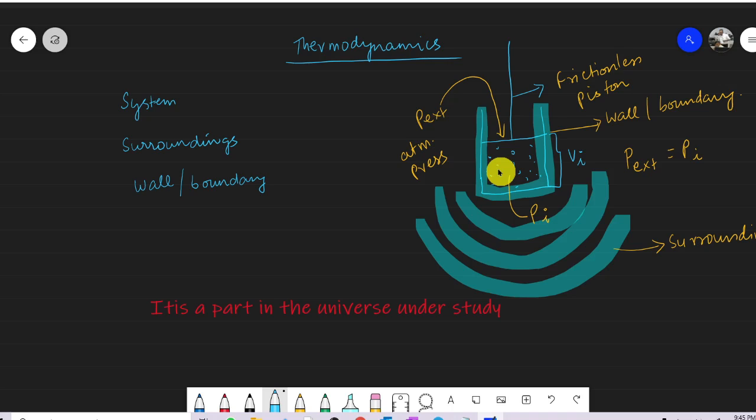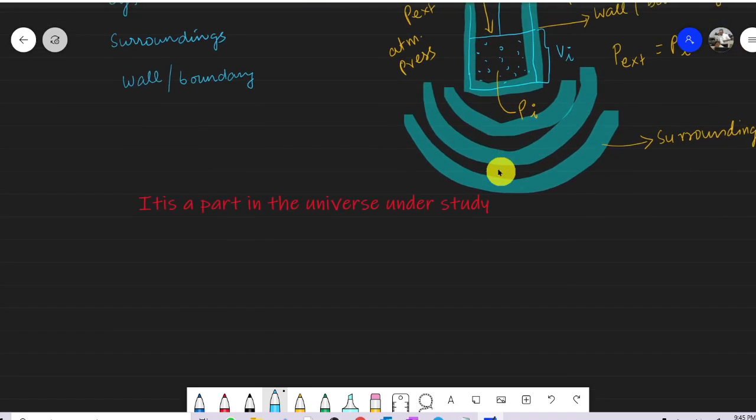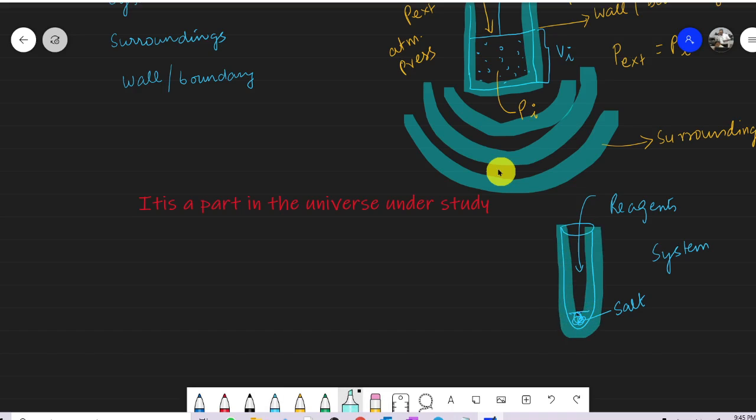If you take an example of a system, for example, when you do salt analysis, you will be taking a test tube like this. The test tube will contain, say, some salt, and you will be adding the reagents inside. These reagents and salt together will constitute what is called a system. This is what we are going to study. That is, we are going to study the reaction between the salt and the reagent, which we refer to as the system. And as explained earlier, this portion will be called the boundary, and this portion will be called the surroundings.